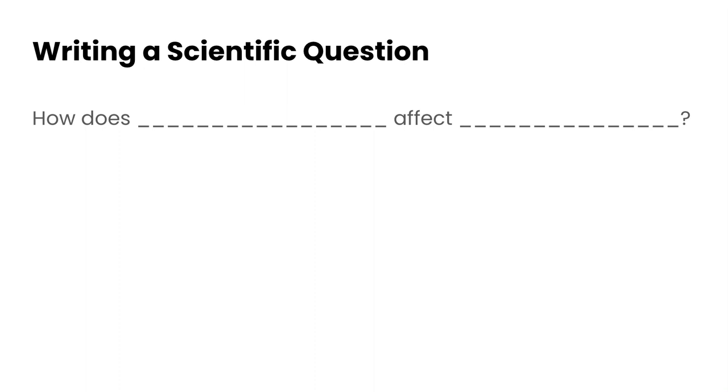Finally, now that we know what variables are, we want to be able to write or identify a scientific question that goes along with our variables. And this usually has the form of how does blank affect blank? And what goes in the blanks in the first one is our independent variable or our IV. So, how does the volume of water, remember, volume of water in our plant example was our independent variable. And then in the second blank goes our dependent variable. So, affect the height of the plant, because that was our dependent variable in our first example.